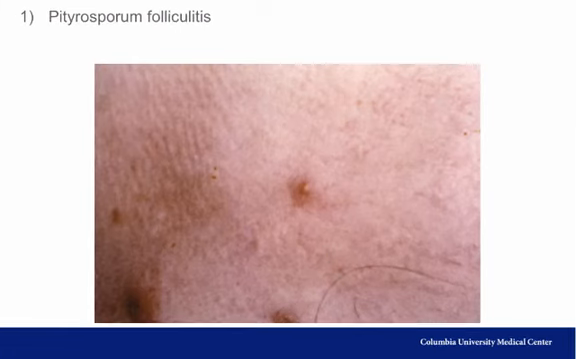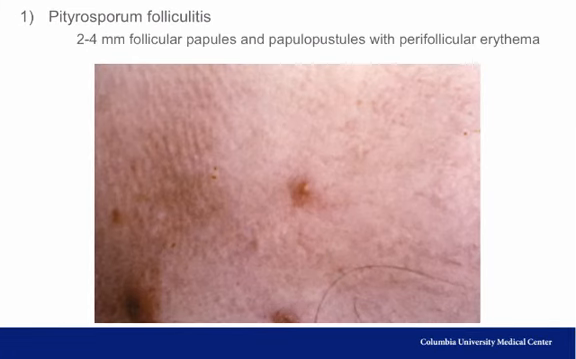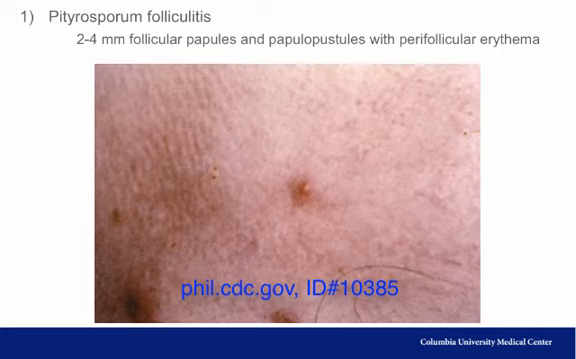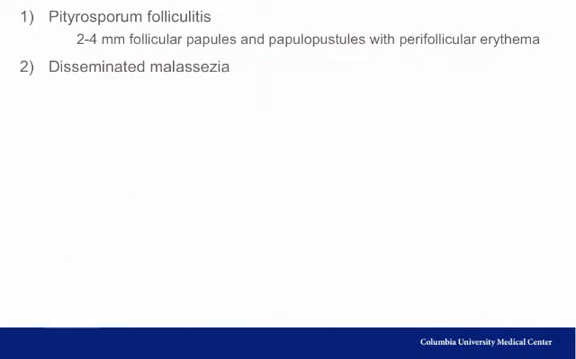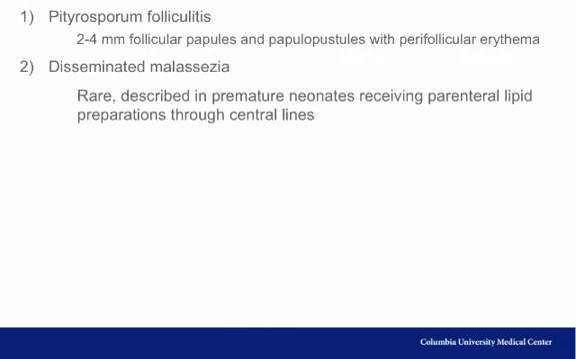Other entities associated with Malassezia include Pityrosporum folliculitis. Pityrosporum folliculitis appears as numerous monomorphic 2 to 4 millimeter follicular papules and papulopustules with perifollicular erythema. It is very difficult to distinguish this entity from the much more common bacterial folliculitis. Disseminated Malassezia is a very rare entity that has only been described in premature neonates.